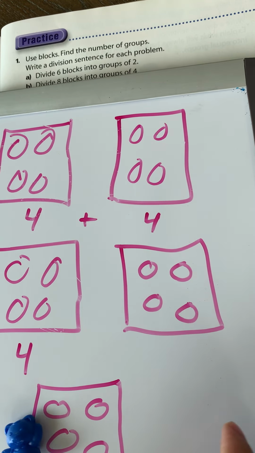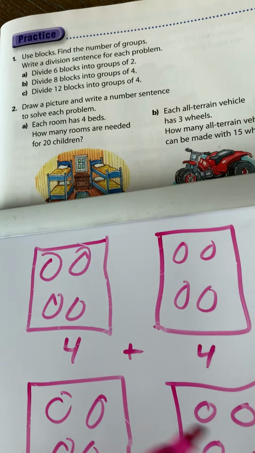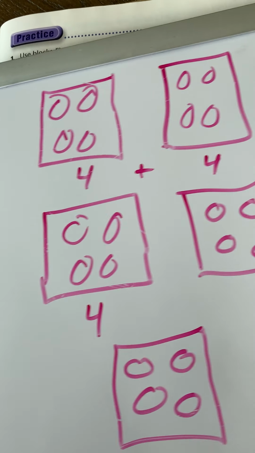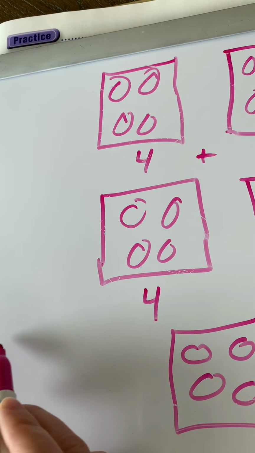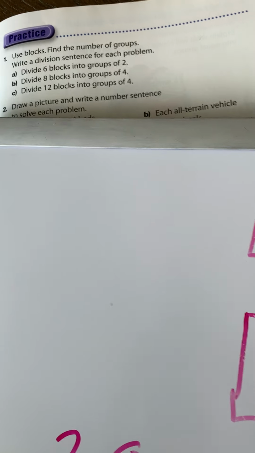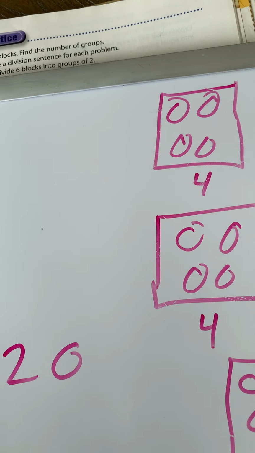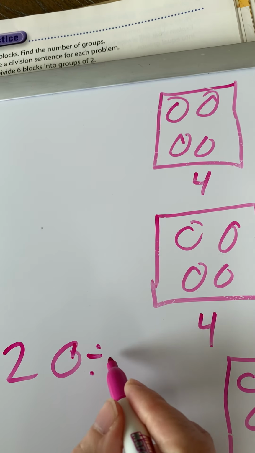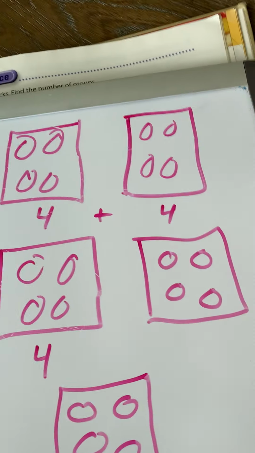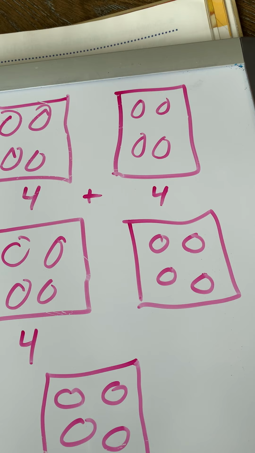So my question is, the two numbers I had to work with were 20 and 4. So the question is, 20 divided by 4 equals, well, how many rooms did I end up with? Okay.